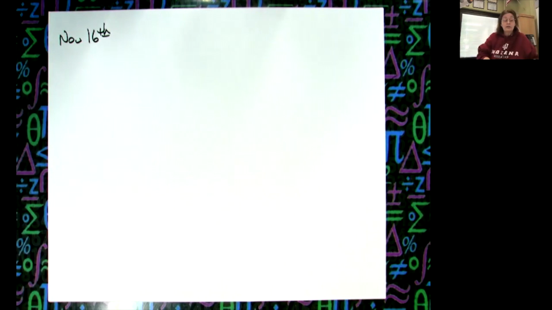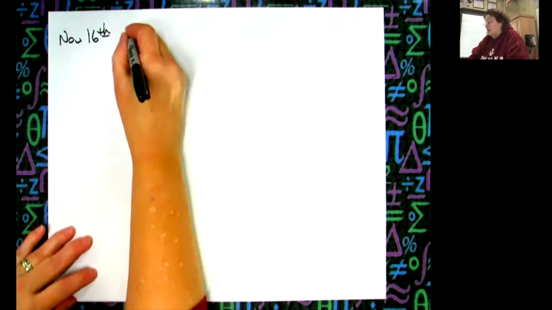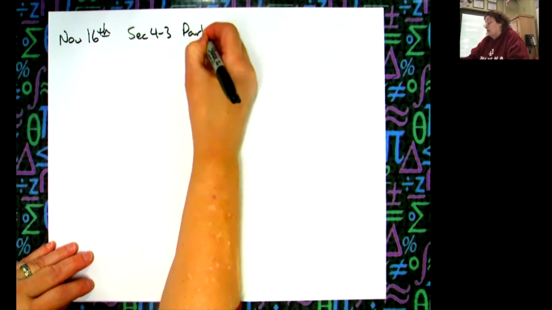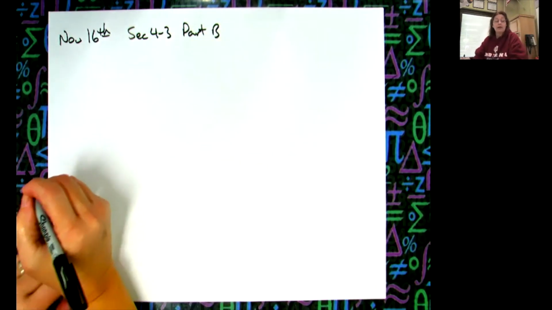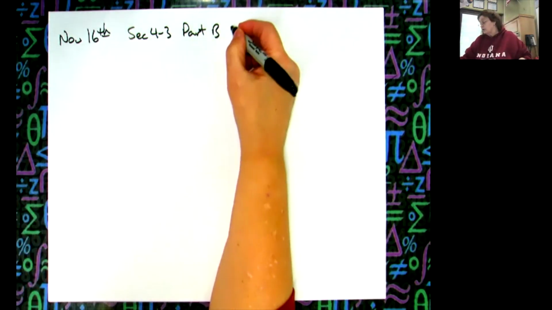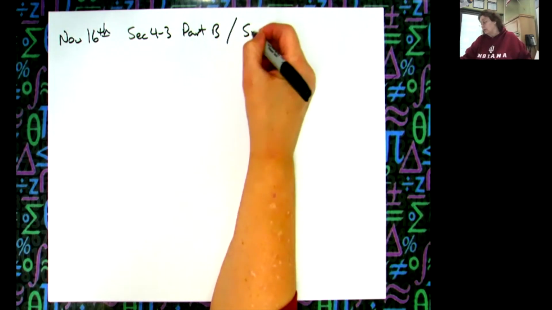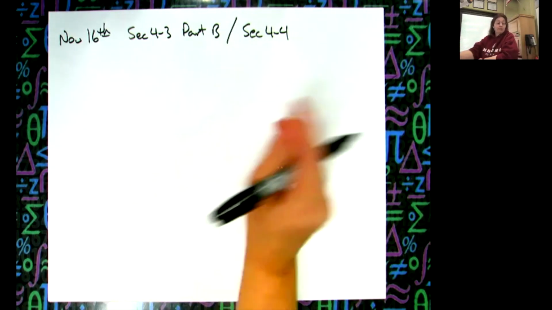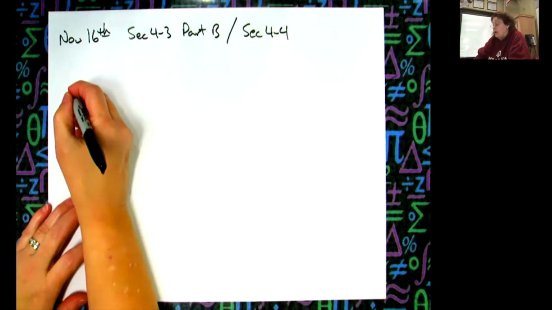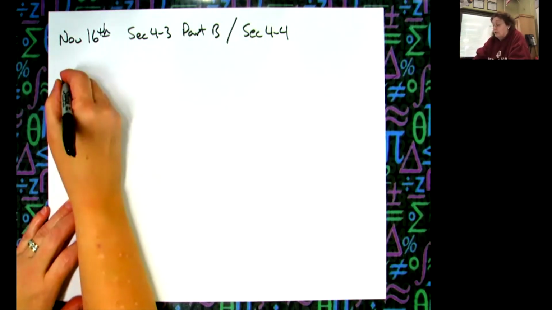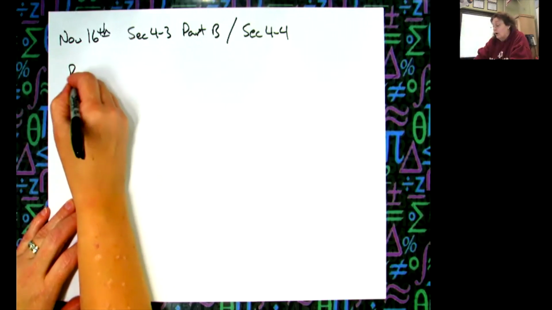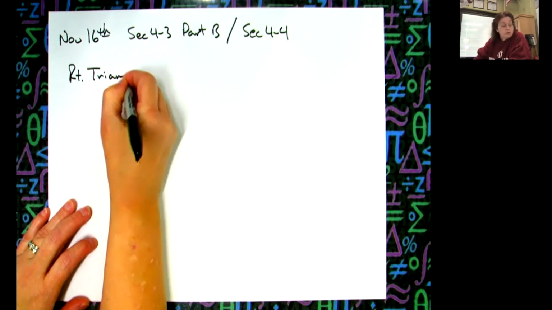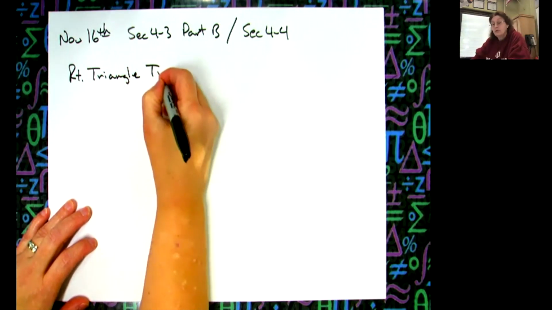And actually, this is the second part of section 4-3. I think I called this part B, so we'll go ahead and do part B. And then, like I said, to shorten tomorrow's lesson a little bit, I'm going to start and do a couple concepts out of section 4-4. Now for today, to finish up this 4-3, I want to talk about some right triangle trig. So we're going to go over some right triangle trig definitions.